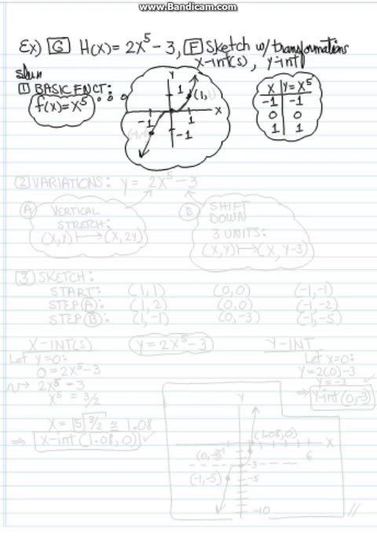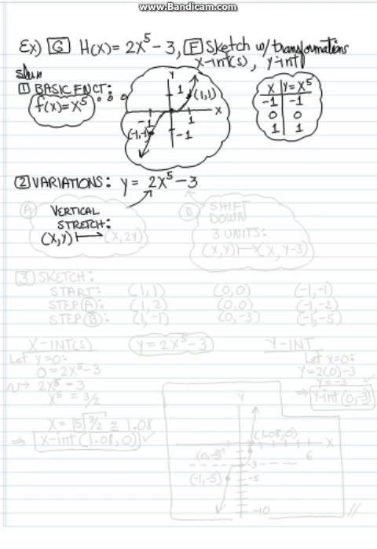Okay, step 2, after we write these points, we're going to locate the variations in our given function, y equals 2x to the fifth minus 3. That's what we were given. There's only 2 variations from our basic function, and that is item A, the multiplication by 2 in the front causes a vertical stretch of our basic picture.